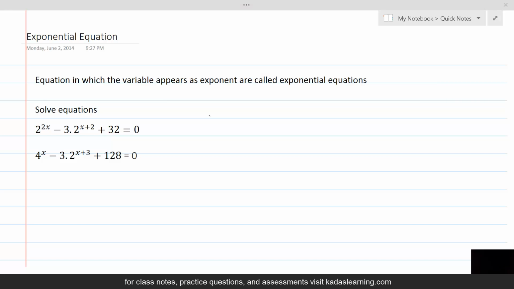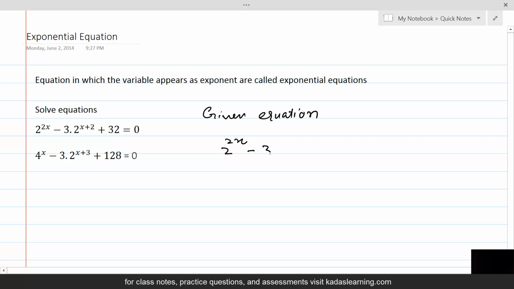In this lesson, we'll solve exponential equations which can be reduced to quadratic equations. So let's get started. The given equation is 2 power 2x minus 3 times 2 power x plus 2 plus 32 equal to 0.